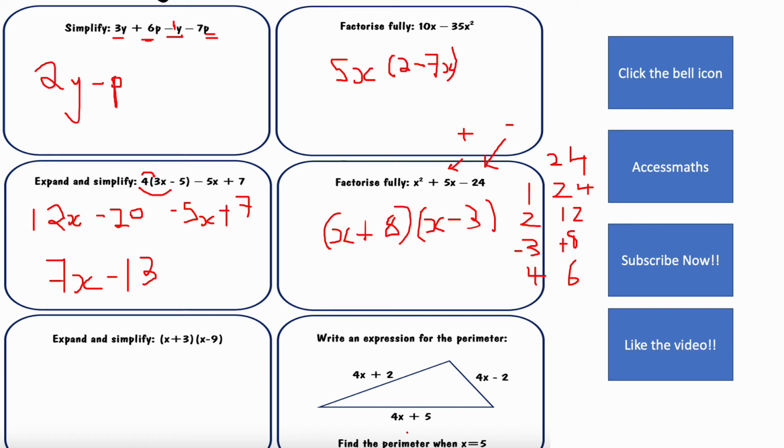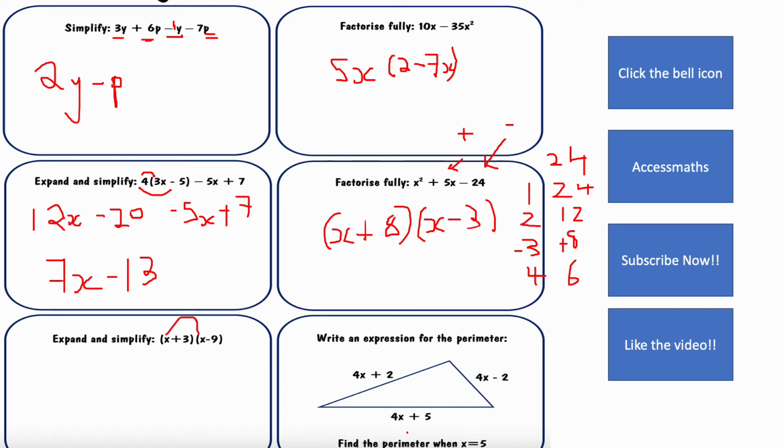If I check it by expanding it, I get x squared minus 3x plus 8x minus 24. Well, minus 3x plus 8x is indeed positive 5x, so I do indeed get this when I simplify my answer, because I get x squared plus 5x, and then I've got 8 times negative 3, which is minus 24. Okay. Next question. Expand and simplify this double bracket.